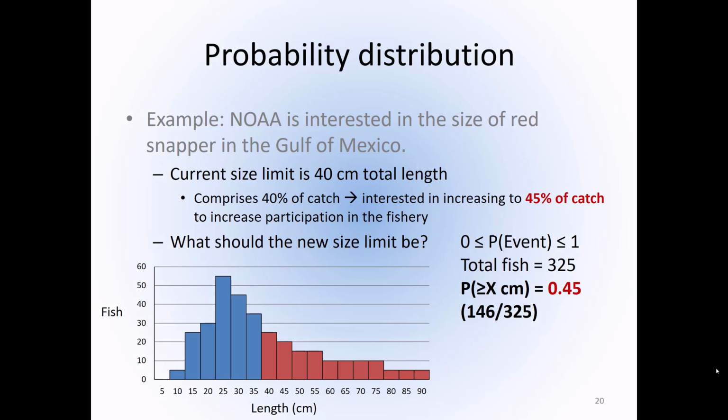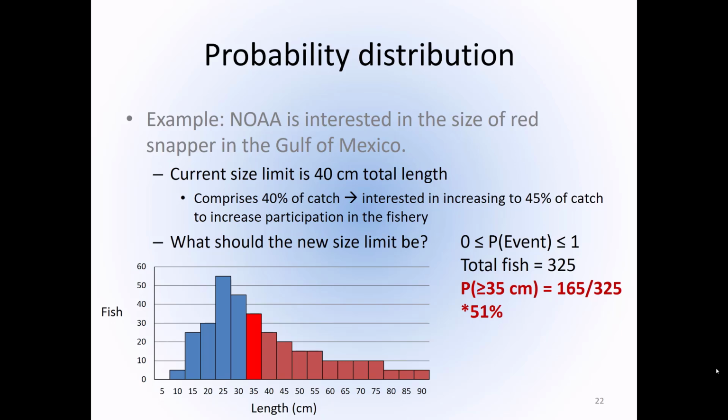Now, the next smallest size class, 35 centimeters, has a bit more fish than we would like in order to meet that goal. It leads to 165 out of 325 total fish being retained if the new size limit was 35 centimeters instead of 40. This would lead to 51% of our fish being retained in the fishery, and maybe Noah is a bit uncomfortable with this many fish because they don't think it's quite sustainable.